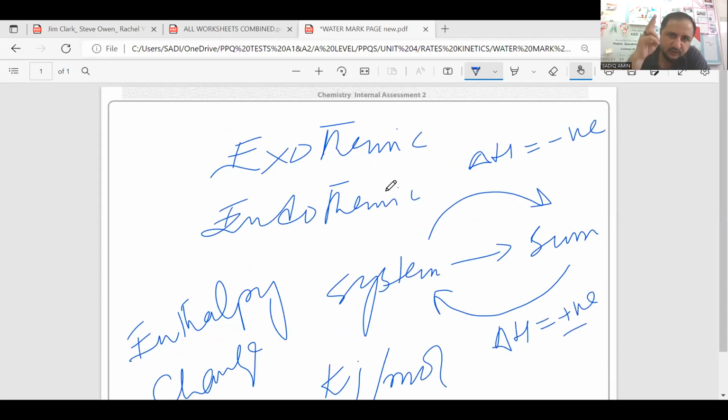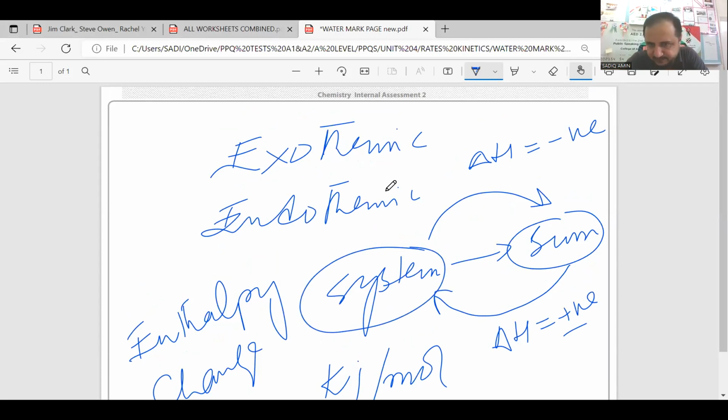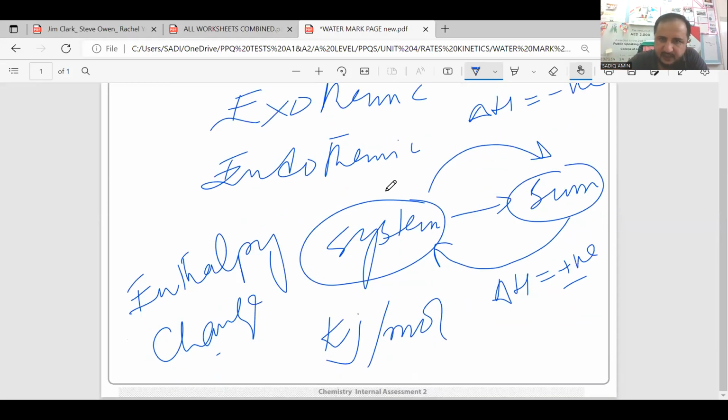Once again, let me repeat, you got 2 definitions now. Every definition is of 2 marks. Exothermic reactions are those reactions in which heat energy is released to the surrounding. An endothermic reaction is one in which heat energy is absorbed by the system. When heat energy is released, it will always be a negative value. When heat energy is absorbed, it will always be a positive value. Are we clear till these 2 points? Yes, sir.